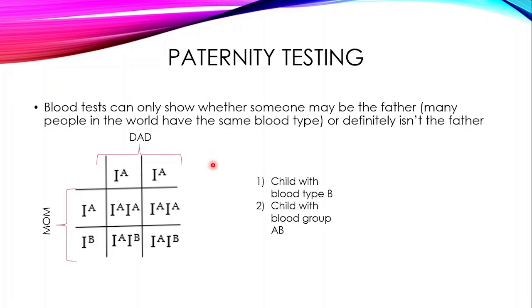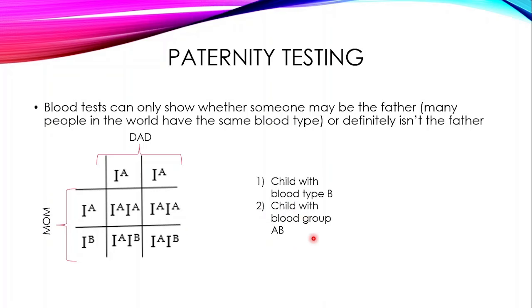And then paternity testing. Blood tests can only show whether someone may be the father, because many people in the world have the same blood type, or definitely isn't the father. So if we look at this Punnett square, we have different blood groups. If the question says that the offspring is a child with blood type B, and we know the mom's genotype is IA/IB, then we can definitely say that this is not the dad because there's no offspring here that has IB/IB or IBi, because that's how we get blood type B. So we know that this is definitely not the dad.